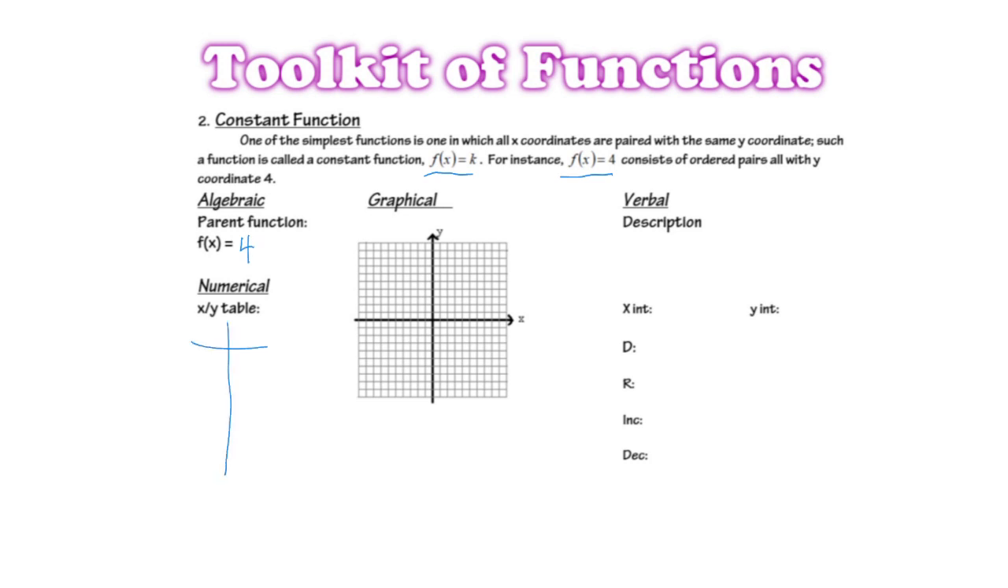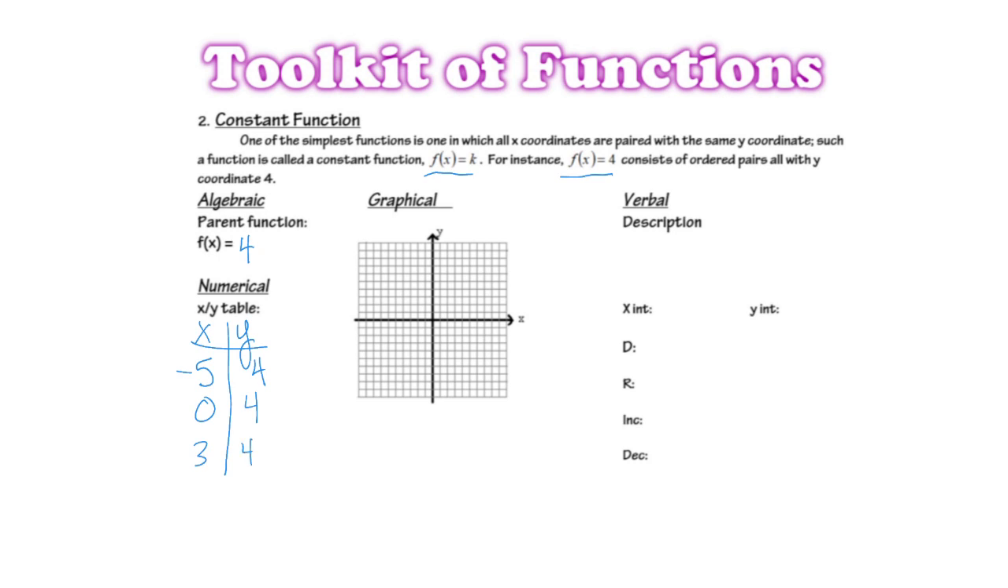In a table, that means you could plug anything you want in for x. Maybe you put in -5, y is going to be 4. Maybe you put in 0, y is going to be 4. Maybe it's 3, y is going to be 4. And I could go on and on.